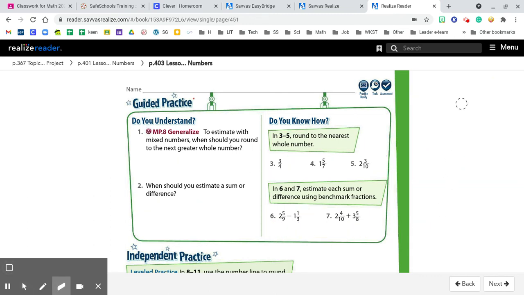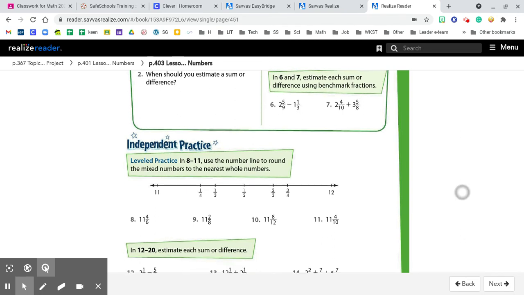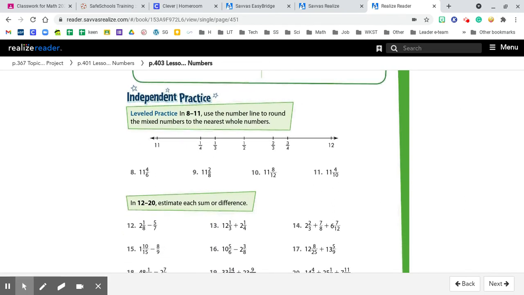And those are rounding, so you want to be close to that. You don't have to always be exact. So here we are on a number line here. Use the number line to round the mixed numbers to the nearest whole number. So they plopped all the numbers on the number line. Notice their number line starts at 11 and ends at 12 because all of our values are 11 and then a fraction.